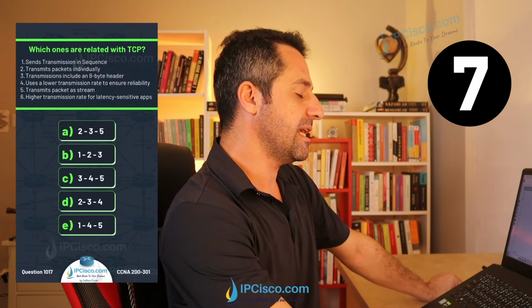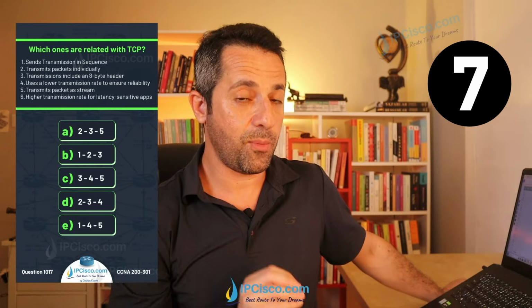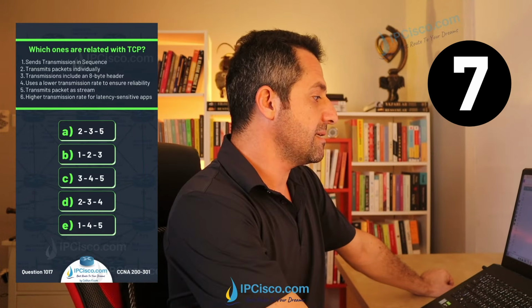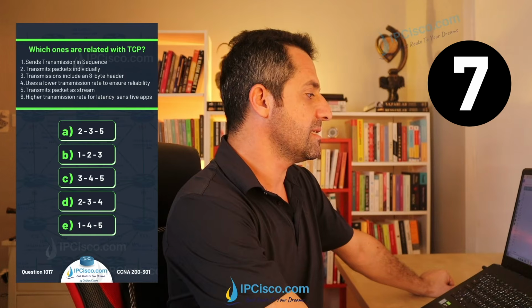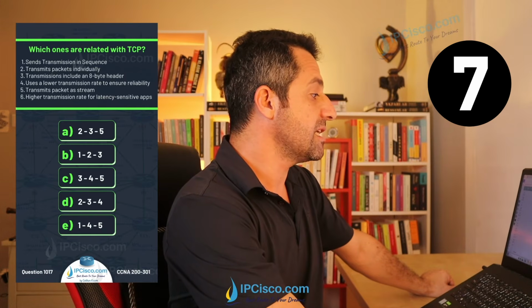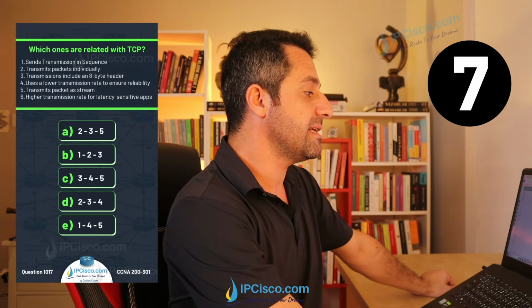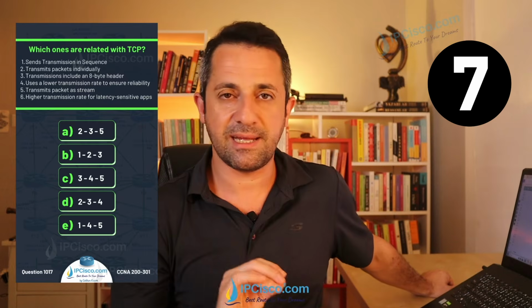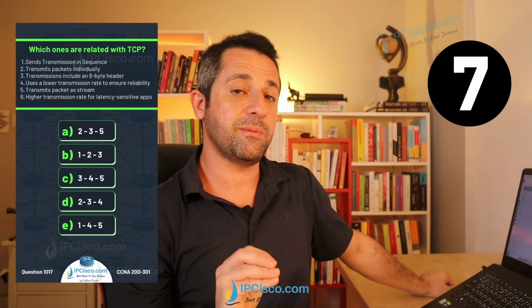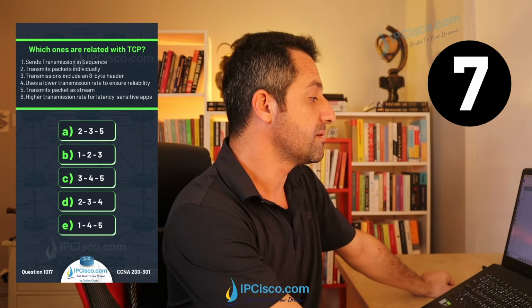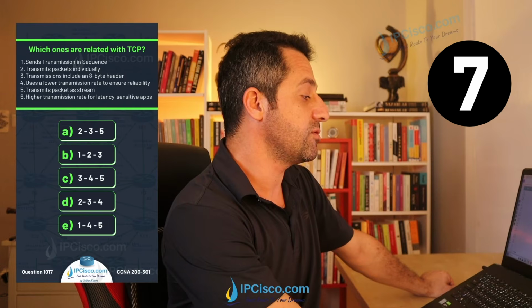Sends transmission in sequence. Yes, this is the property of TCP, Transmission Control Protocol. Transmits packets individually. No, this is not true for TCP. Transmission includes an 8-byte header. No, this is not the property of TCP. This is the property of UDP. So 8-byte header is UDP header.